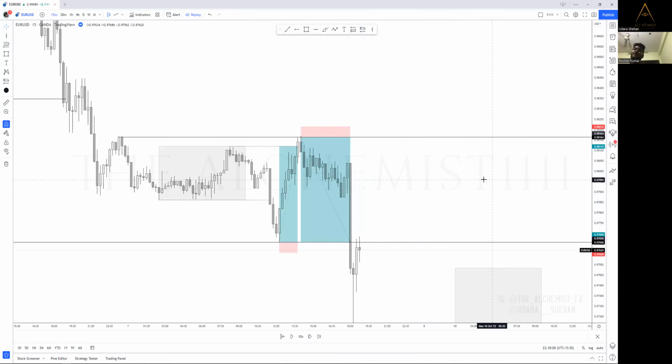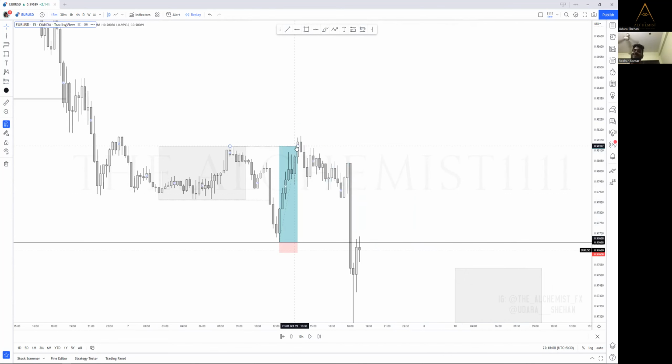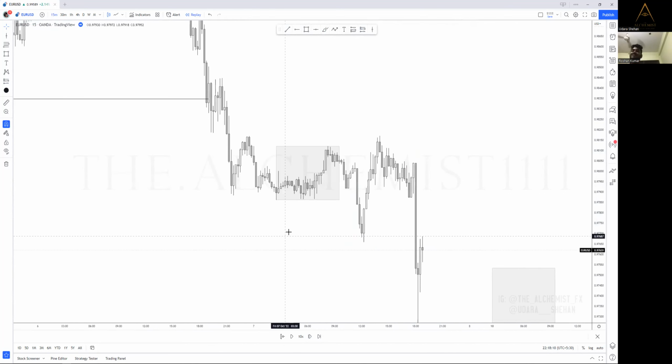Look at the precision. Do you think you get this on the 1 minute time frame? No, not even on the seconds time frame. Okay, you can't. So that's the thing. It has to be done on the higher time frames. Okay, not the lower time frames.